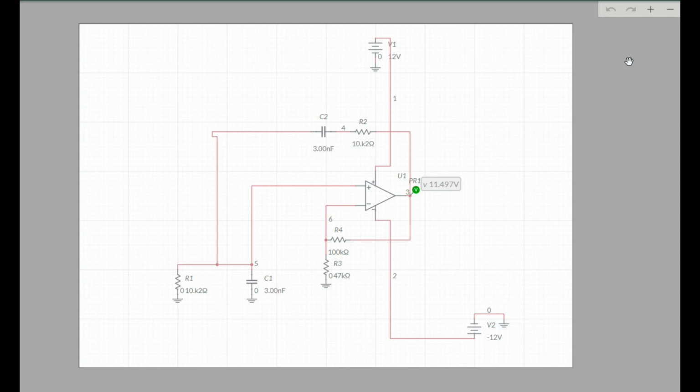Hey, what's happening, guys? Today, I want you to take a look at this circuit, which is a variation of a Wein Bridge oscillator. And we're going to talk about why it works.